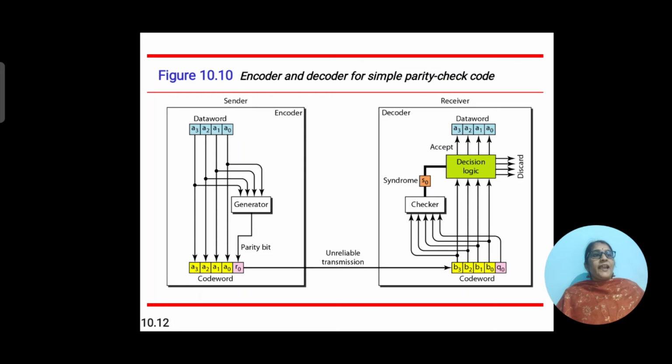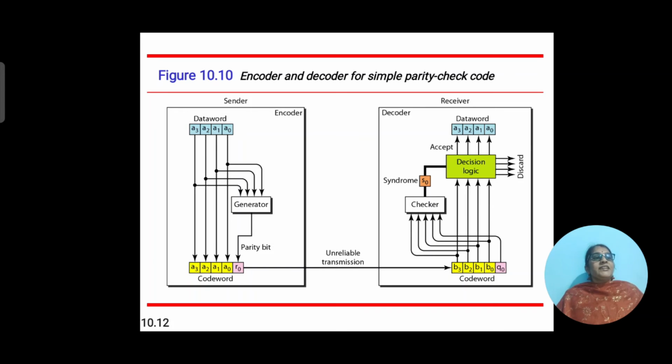Let's see, in this slide we have the encoder and decoder for simple parity check code. In this slide we have one side which is the sender side and the other one is the receiver side. On the sender side we have data words, denoted by A3, A2, A1 and A0, and the generator. Then the code word A3, A2, A1, A0 and R0. That R0 is nothing but the parity bit.